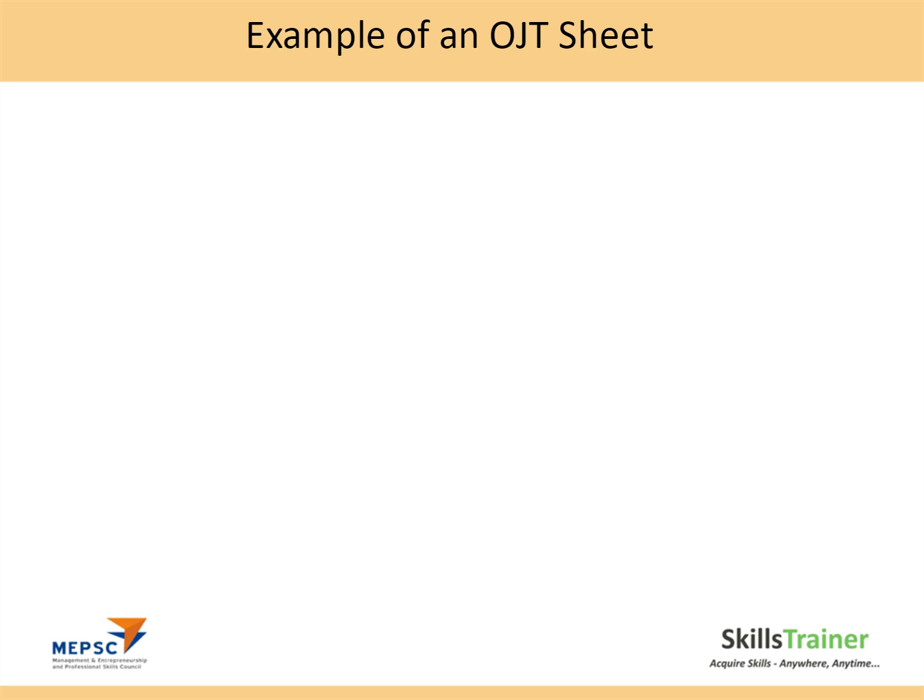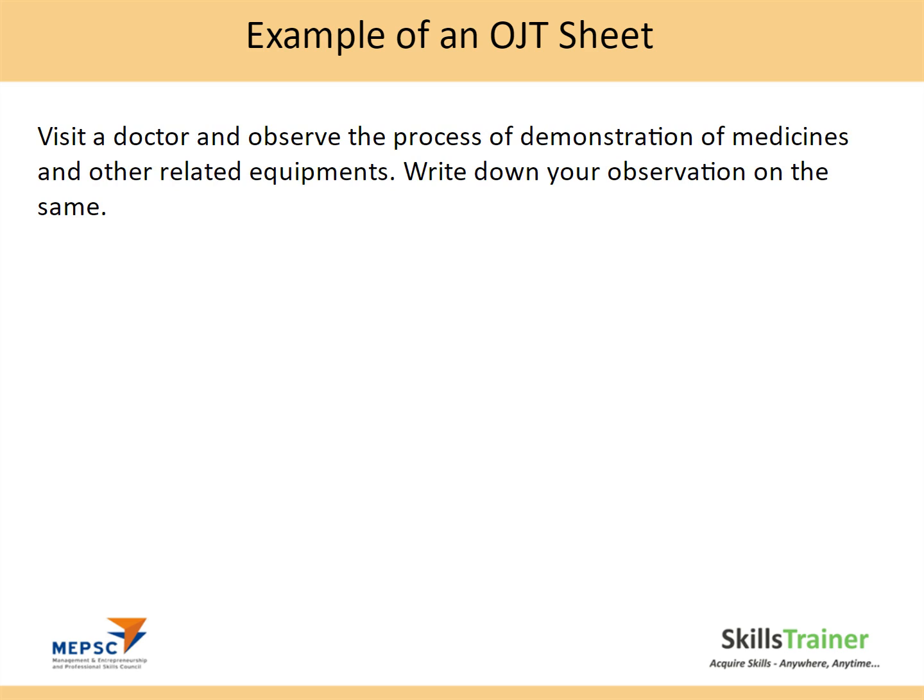Example of an OJT sheet. Visit a doctor and observe the process of demonstration of medicines and other related equipment. Write down your observation on the same. Nature of task, date, my observations.